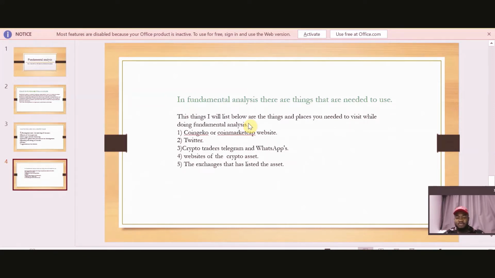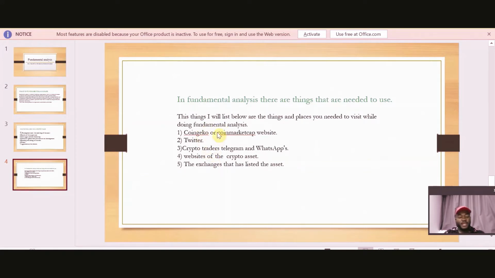Many traders have WhatsApp groups where they give updates. Even me, I have a WhatsApp group where I give updates about what is going on in the crypto space. Website of the crypto assets helps you in knowing the recent and the latest updates about this coin.